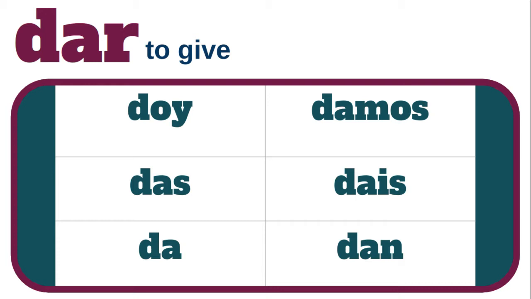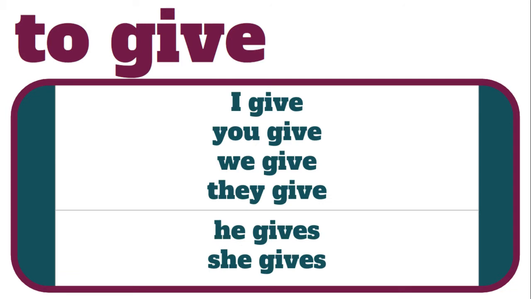Dar is an irregular verb, which means it doesn't follow the usual rules for AR verbs. But if you've already learned the verb estar, you're going to notice that the endings for the verb dar are very similar to the endings for the word estar. With estar, we have estoy. With dar, it's doy. With estar, the tú form is estás. With dar, it's das, and so on. So they're very similar to the endings for the verb estar.